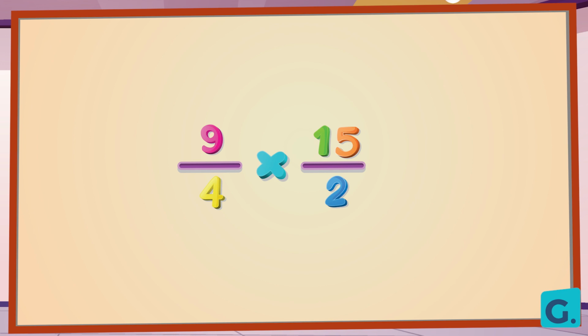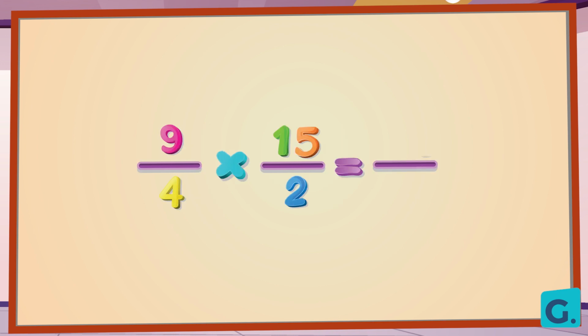Now remember, we need to multiply the numerators and then denominators. If we arrange these numbers, we're going to have 15 times 9. So 15 times 9 will give us 135. And that is what we are going to have on the numerator. Now let us move to the denominator. We have 4 times 2. That is equal to 8.